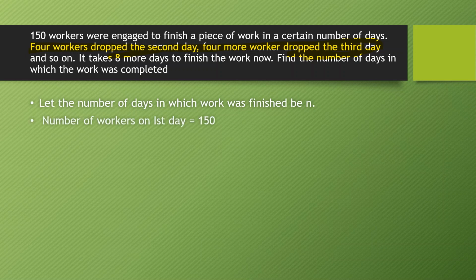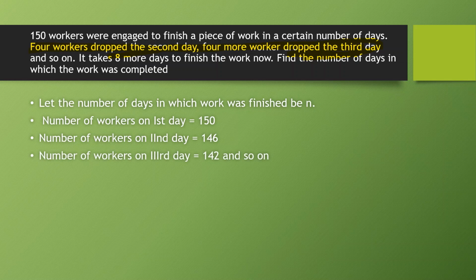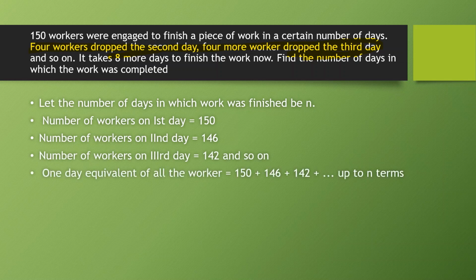Number of workers on the first day 150, second day 146, third day 142. ऐसा करते करते end days में कितना काम होगा? जितने people होंगे. So it will be 150 plus 146 up to n terms. So my a is 150, my d will be -4, n I don't know. So I will find S n. इन सारे workers के work को add करना पड़ेगा. So n by 2, this much hours of work is done. Am I right? So n by 2, 2a plus n minus 1d.